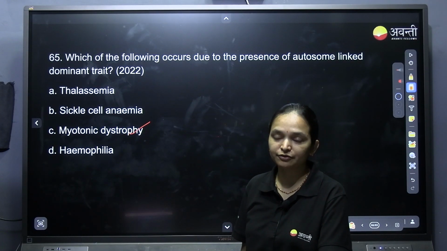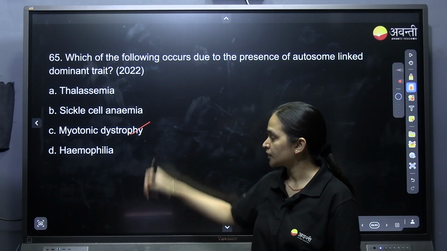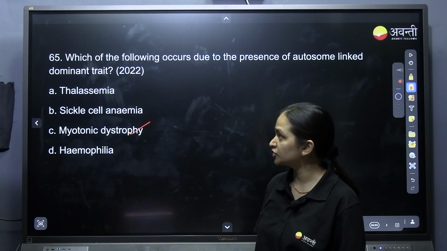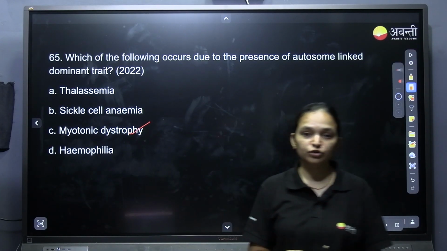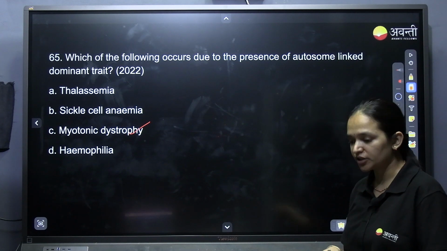So you need to be very careful when reading the textbook, line by line you should be reading. Understanding? So it is myotonic dystrophy. This is the only autosomal dominant Mendelian disorder mentioned in the NCERT.